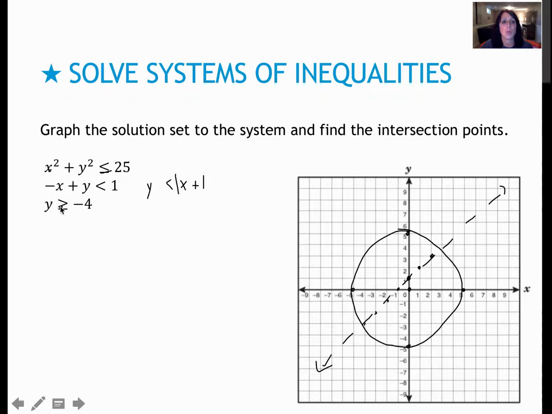And then my last one, y is greater than or equal to -4. That's just one variable. So one variable means it looks like this or it looks like this. So I go to where y is -4. And this one's going to be a solid line. It's going to look like that.